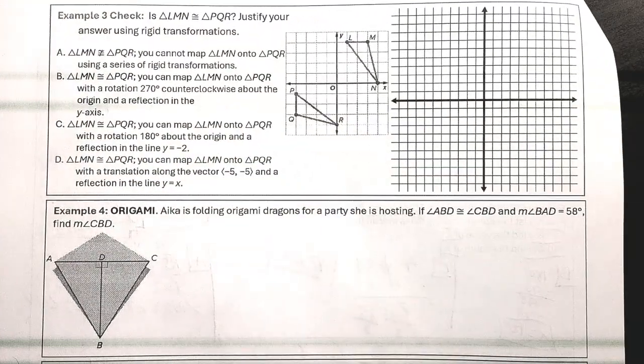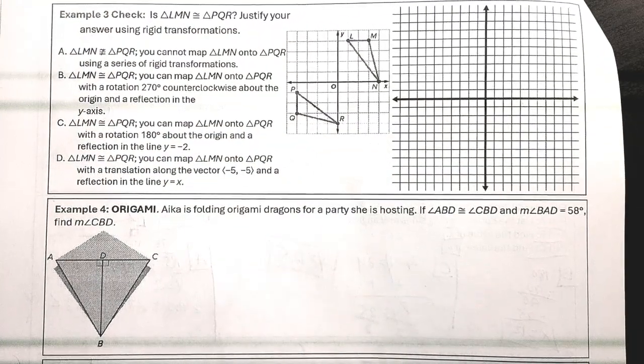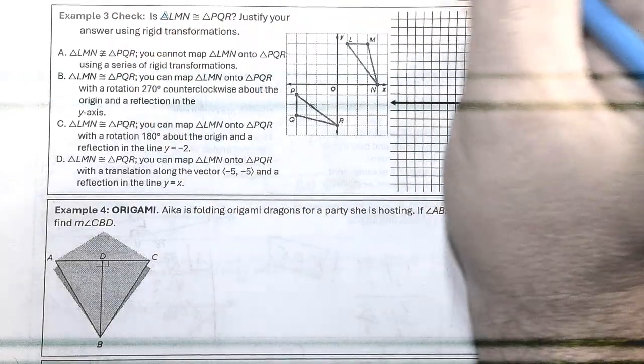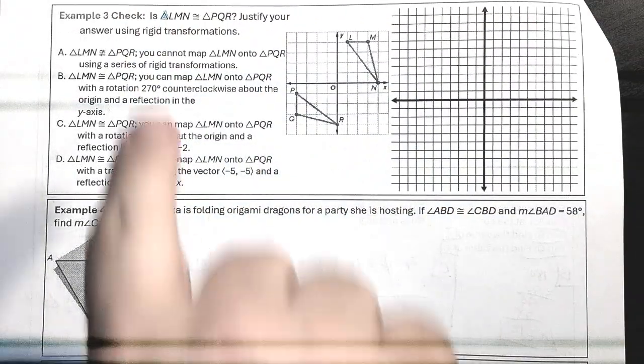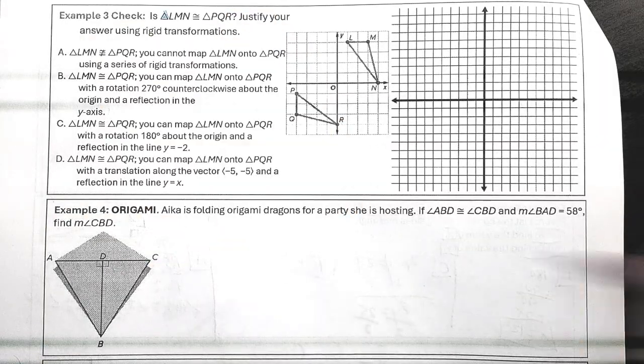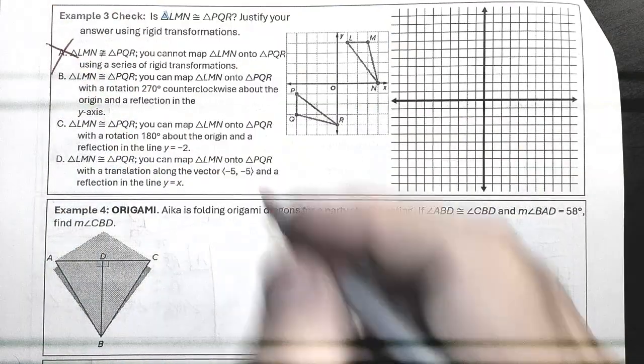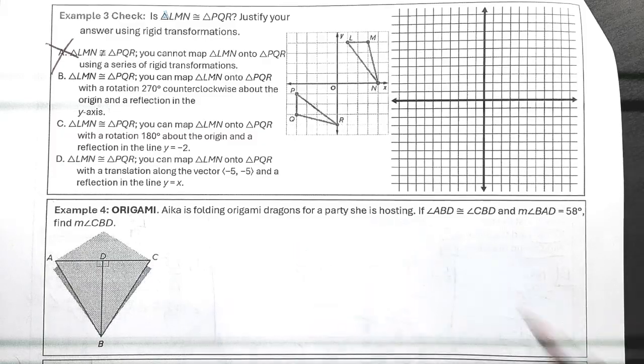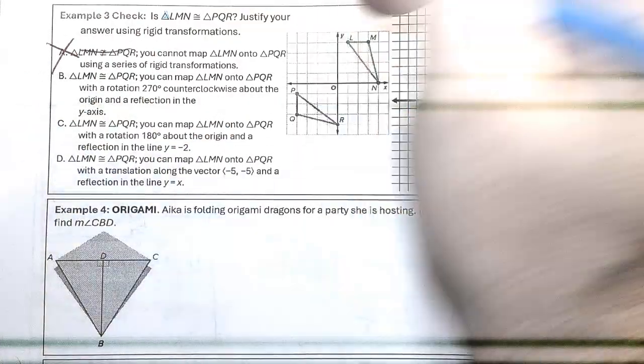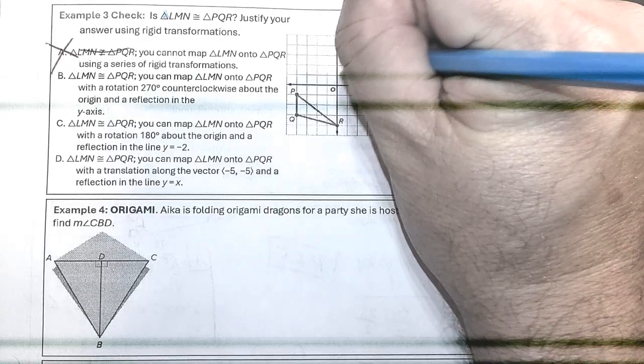All right, example 3, check. So, just going to help you out a little bit here. I will tell you there's 2 ways to get the answer. One is one of these guys. I will tell you it's not that, because they are congruent. So this is not true. Now, so this is where we are.